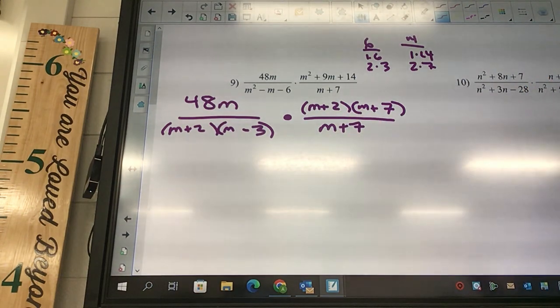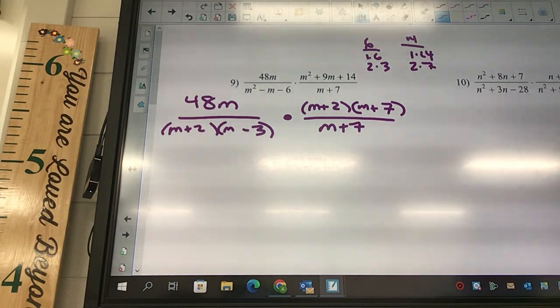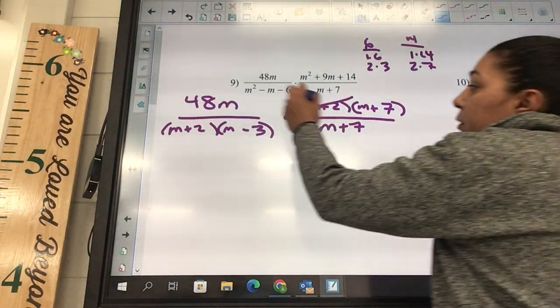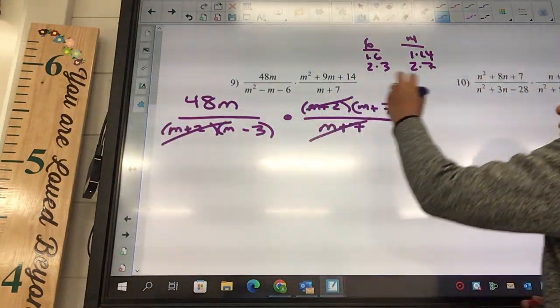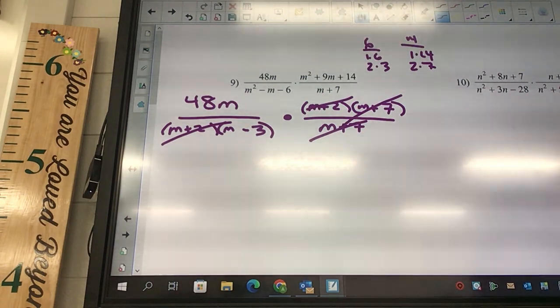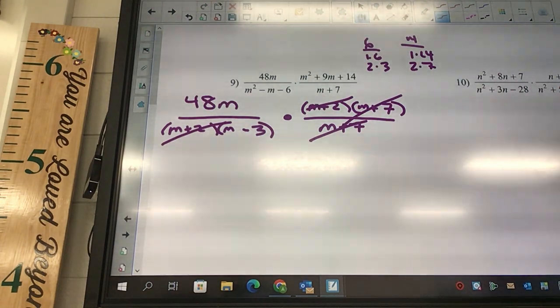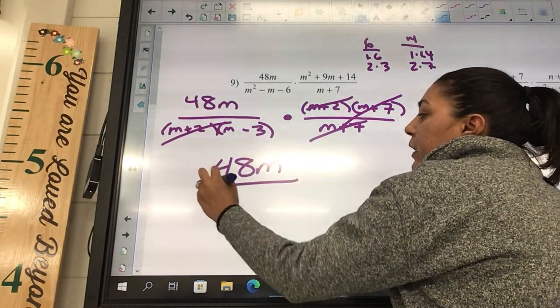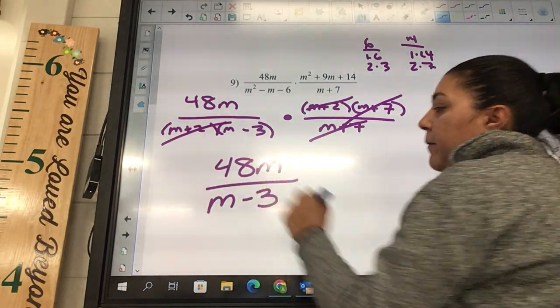Okay, now our next step is to do what? Cross out. What can we cross out? M plus 2 and M plus 2, and M plus 7 and M plus 7. What are we left with on the top? 48M, and then the M minus 3 on the bottom.